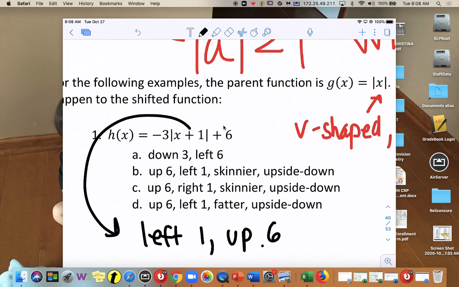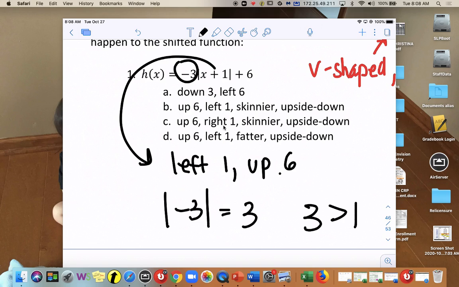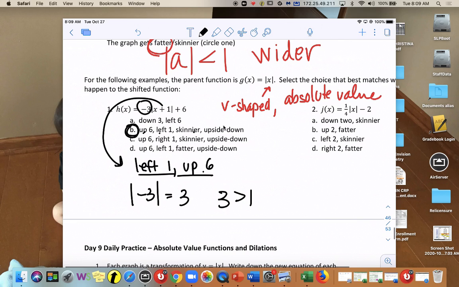And here's our -3. The A value, the absolute value of -3, is 3, and 3 is greater than 1. So if it's bigger than 1, we know it's going to be steeper or skinnier. So we're looking for left 1, up 6, skinnier than the original. Oh, and it is upside down because of the negative. So it's going to be B right here. So there's all the different translations of the graph of h of x.